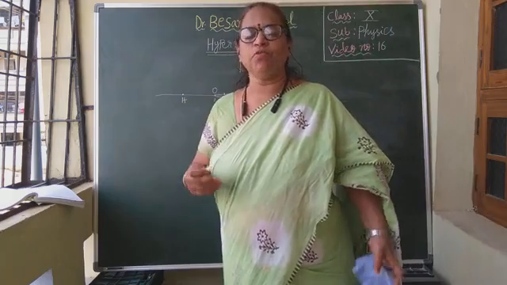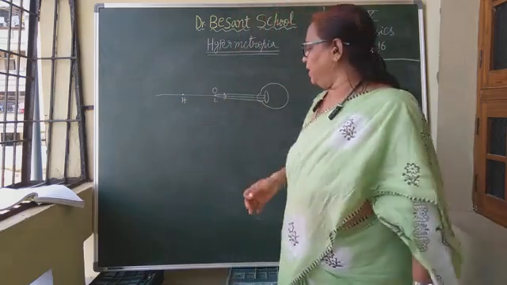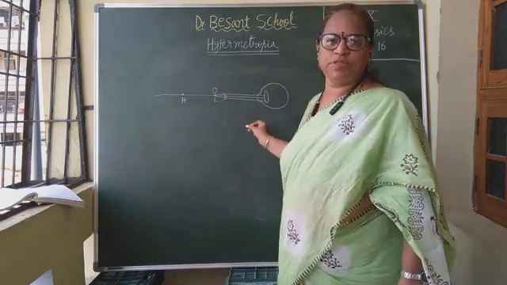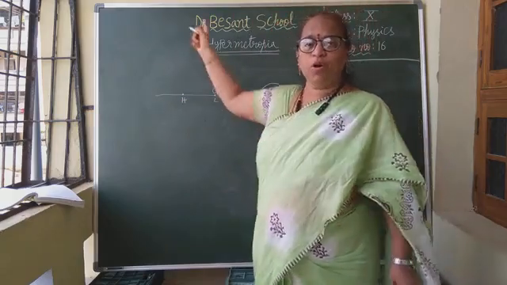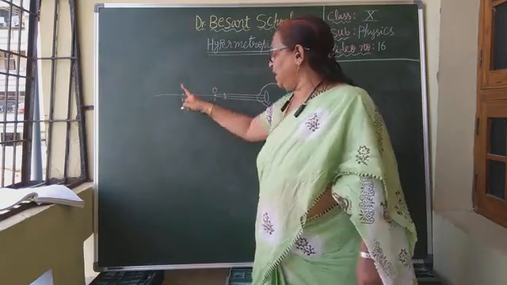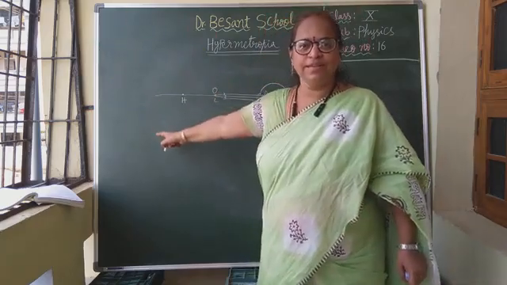Clear, children? So what lens can we use? See, observe here. Here the image should form beyond the object, not before the object. The image should form beyond the object, and it should be a virtual image, because the object and image should be on the same side, isn't it?